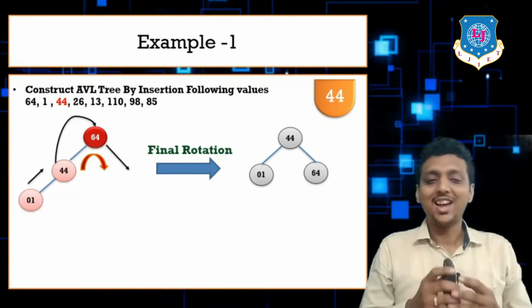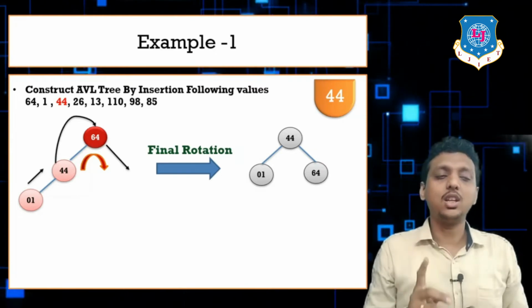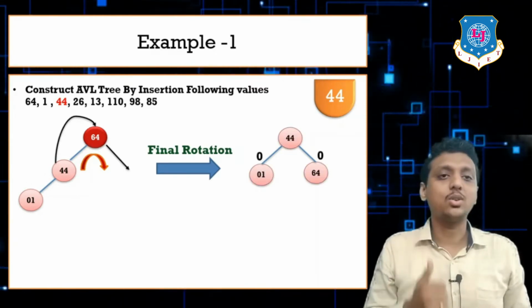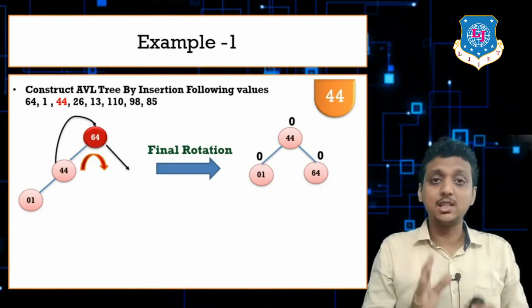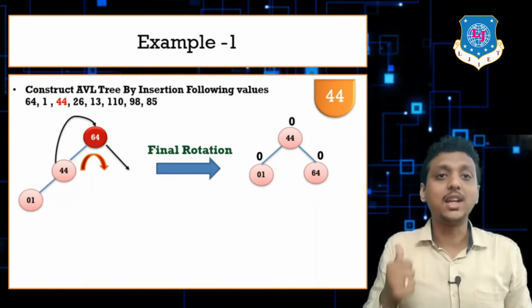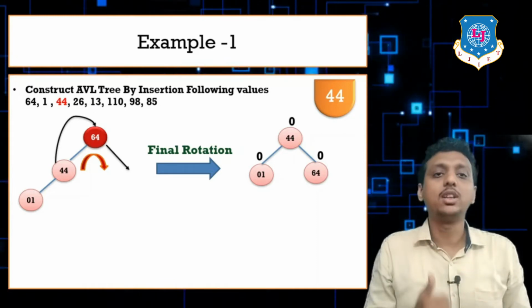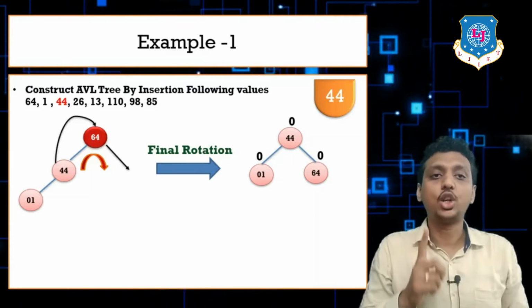So I need to find out the balancing factor again. Here all leaf nodes contain 0, and the root node 44 also contains 0. If you can see, students, the tree is balanced, and it is still a binary search tree. You can easily say this tree is a binary search tree because all the lesser values are on the left side and greater values are on the right side. So it is also maintaining the binary search tree rules.